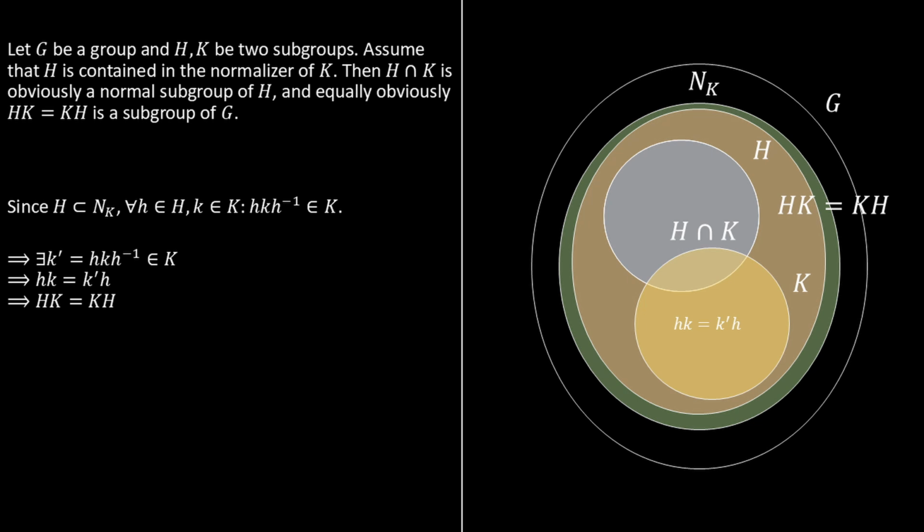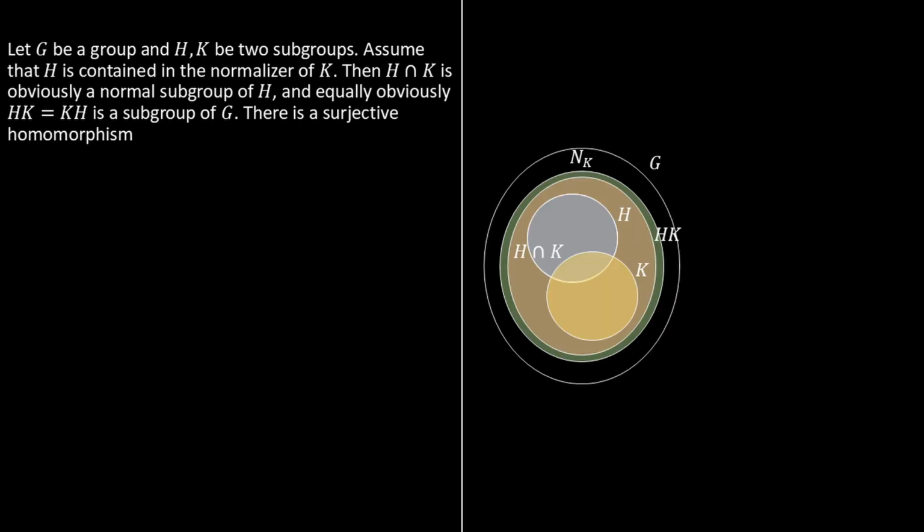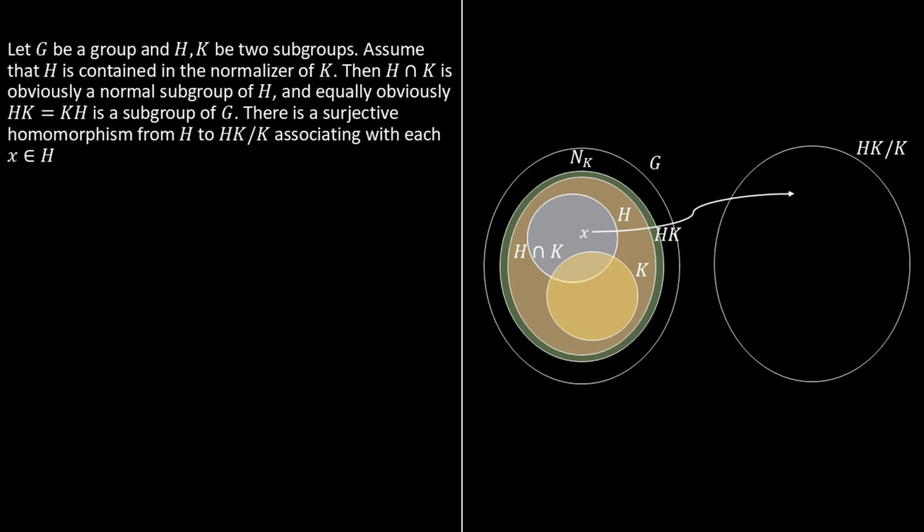And once we have the set HK equals KH, we then can get all of the corresponding inverse elements in it, which allows us to verify that it's indeed a subgroup of G. There is a surjective homomorphism from H to HK mod K, associating with each x in H the coset xK of K in the group HK.